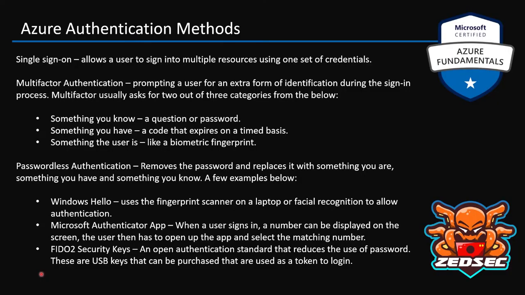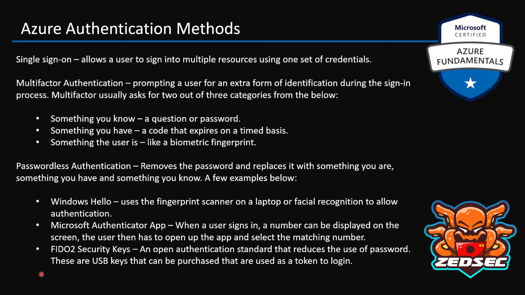Next, we're going to look at authentication methods in Azure. So you've got single sign-on, which allows the user to sign into multiple resources using one set of credentials. Multi-factor authentication, which prompts a user for an extra form of identification during the sign-on process. Multi-factor authentication usually asks for 2 out of 3 of the below categories, being something you know, which is a question or password, something you have, which is a code that expires on a timed basis, and something a user is, like a biometric fingerprint.